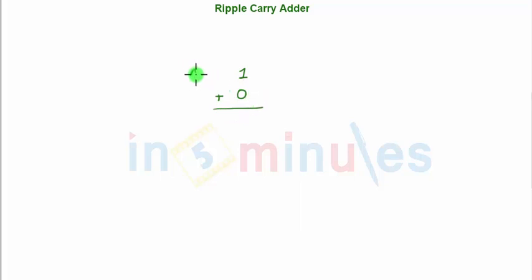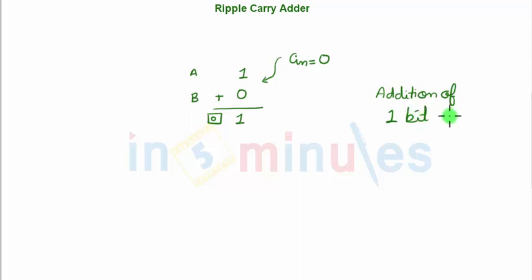Say my input A is equal to 1 and my input B is equal to 0. Then if I'm considering the case of a full adder, I'll have some Cin as another input, and let's presume my Cin is equal to 0, then this 1 plus 0 would be nothing but a sum 1 and Cout equal to 0. So this is nothing but my addition of one bit number where A and B, both my inputs are of 1 bit.